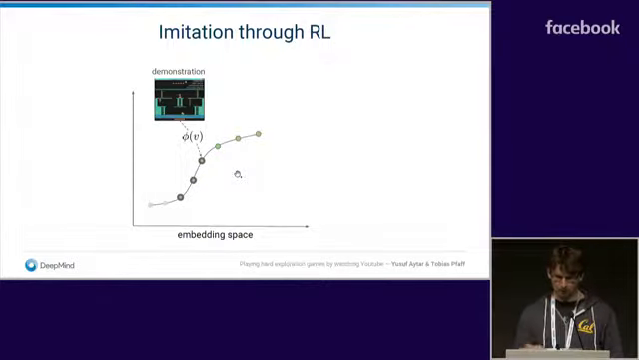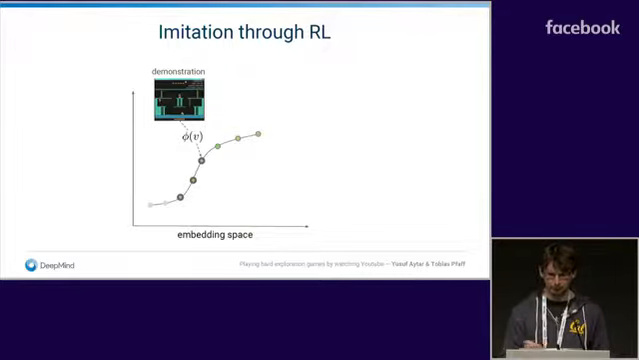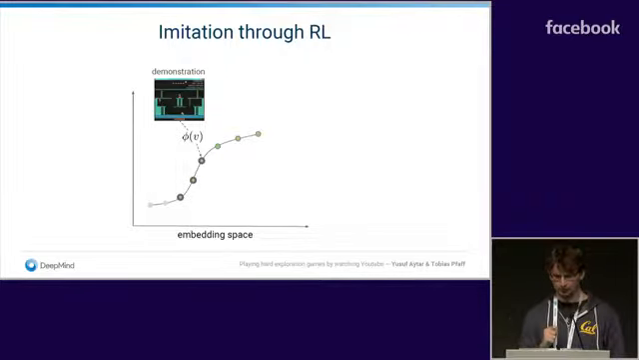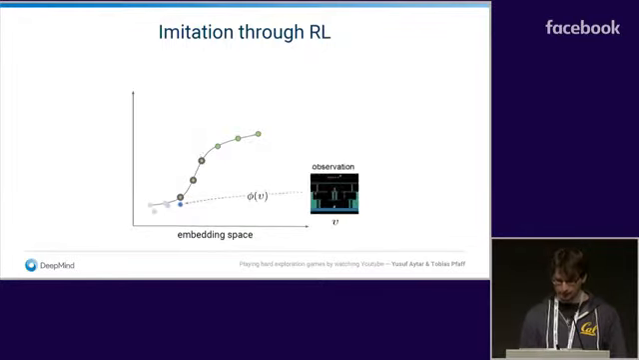So because we now have this feature space which is meaningful in terms of the game state, but is also robust against domain gap and noise, we can use it to guide RL. So what we do is we embed a demonstration sequence in this space, and we reward our agent for loosely following it. And the details are there in the paper.